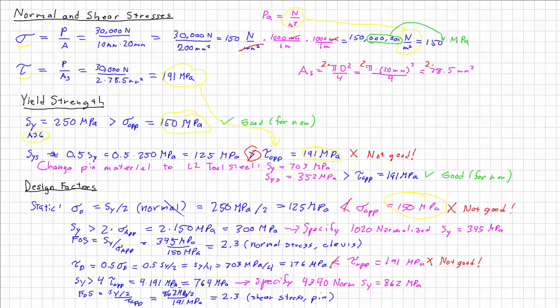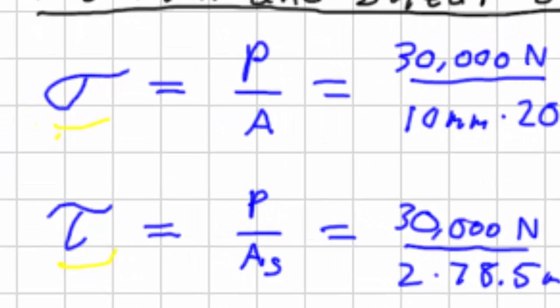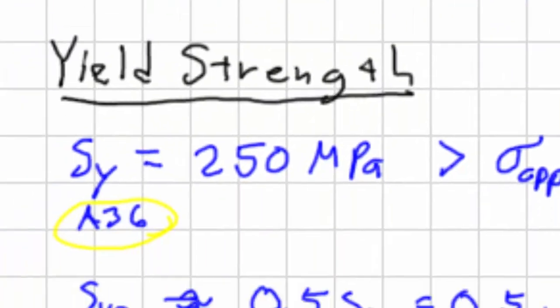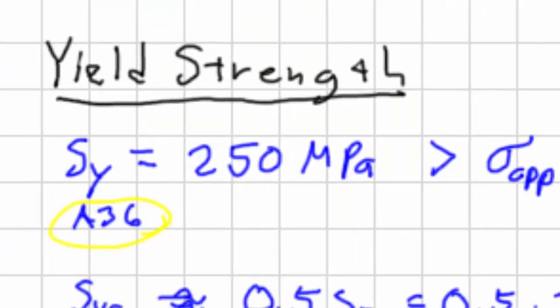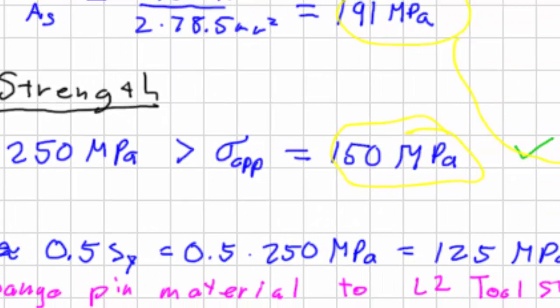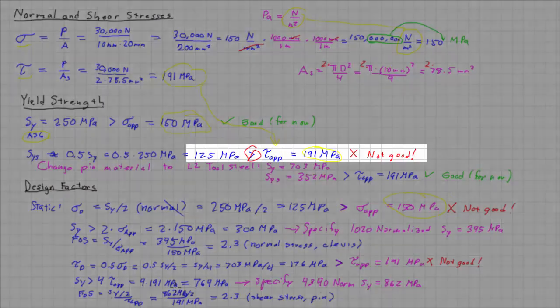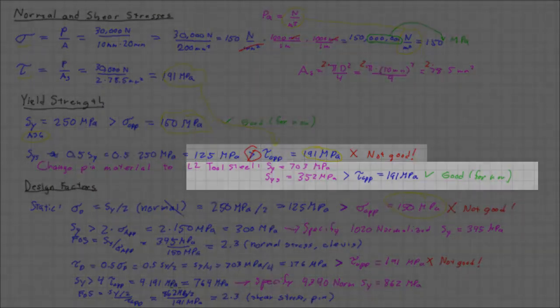We started out with calculating simply the loads, which are 150 megapascals of stress in normal and 191 megapascals of stress in shear. But after reviewing what yield strength is and how we're basing our factors on yield strength, we ended up with an okay result for normal stress using the A36 steel for the clevis, but a not okay result for using A36 steel for the pin. So we had to change that to the tool steel.